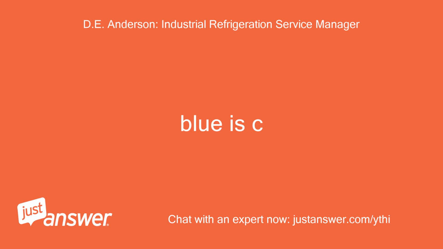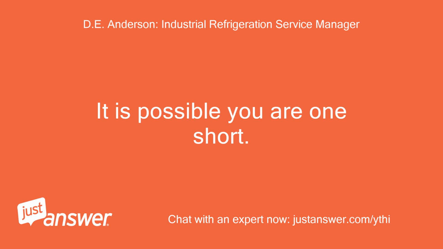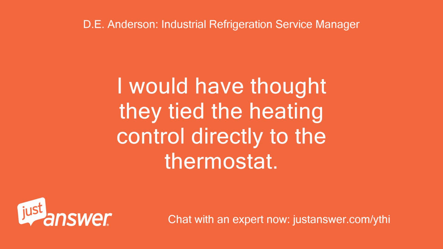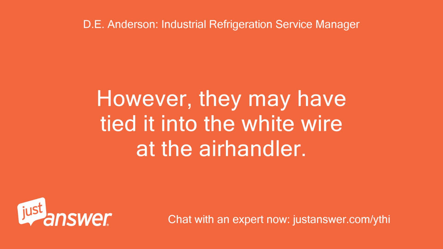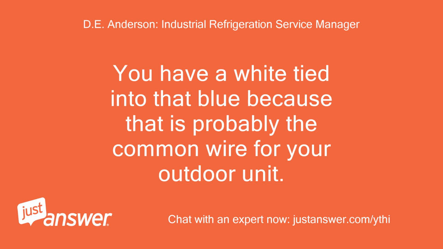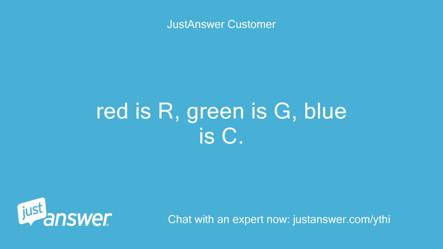Blue is C. It is possible you are one short. I would have thought they tied the heating control directly to the thermostat. However, they may have tied it into the white wire at the air handler. You have a white tied into that blue because that is probably the common wire for your outdoor unit. Red is R, green is G, blue is C.